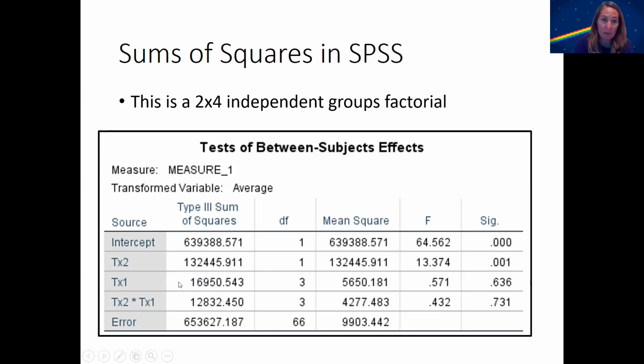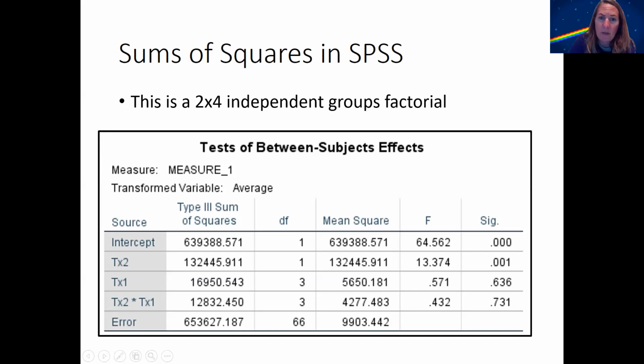Here we have our sums of squares for our second independent variable. So this is main effect 1, main effect 2, and the interaction, okay? And then this is the error term. It's over the random error, okay? So you take this divided by 66, and this is our denominator. So you put this over this. If you divide those out, you get 13.37. That's our F value. If you took this and divided it by this, you would get 0.57. If you took this divided by this, you get 0.43.